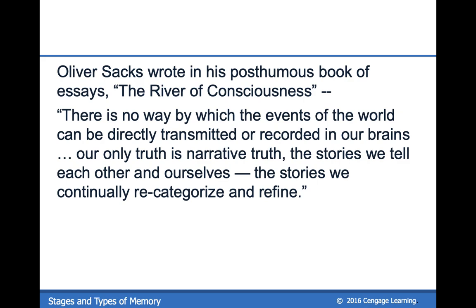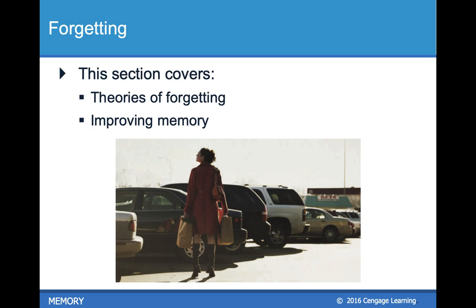But he wrote in his book, The River of Consciousness, "There is no way by which the events of the world can be directly transmitted or recorded in our brains. Our only truth is narrative truth, the stories we tell each other and ourselves, the stories we continually recategorize and refine." So this goes into our discussion about forgetting.